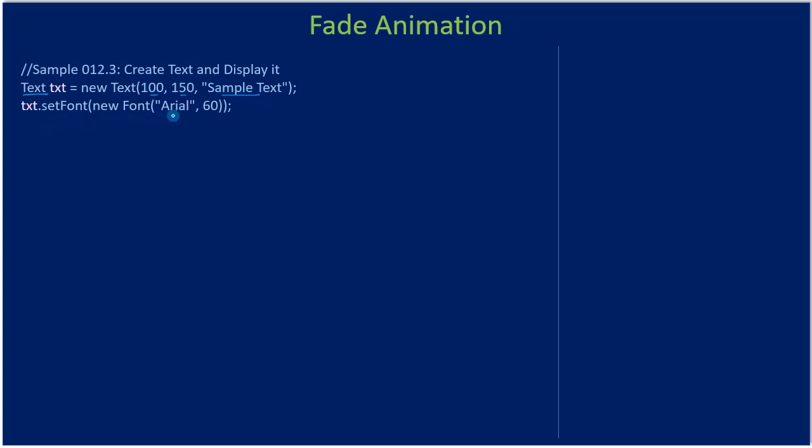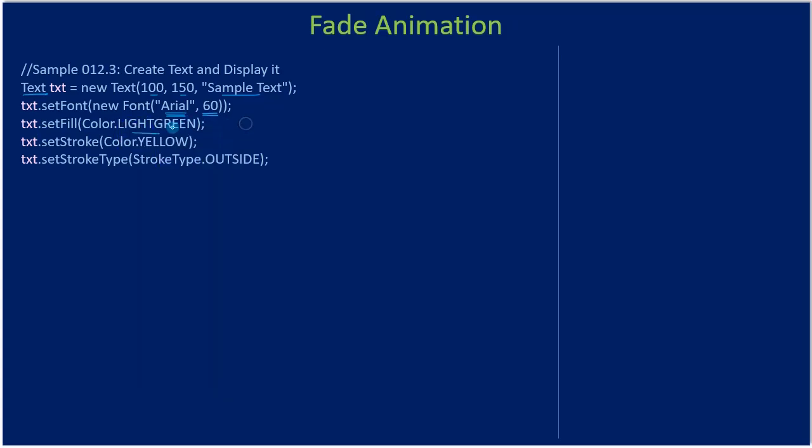Then we are setting the font. Since we want to display this text in a big size, we set the font size as 60. And for the font, you can use any stylish font also. Here we are using the Arial font with size 60. Then we are setting the fill color. So light green, and stroke is yellow.